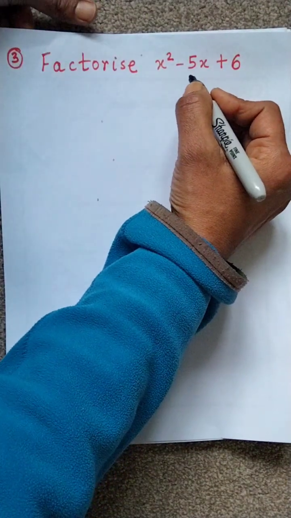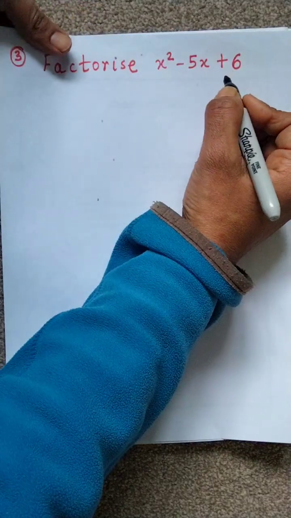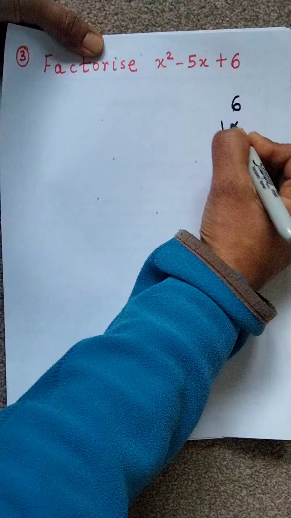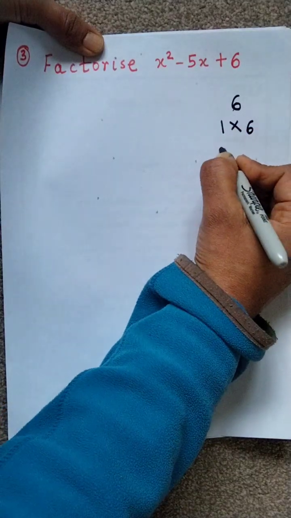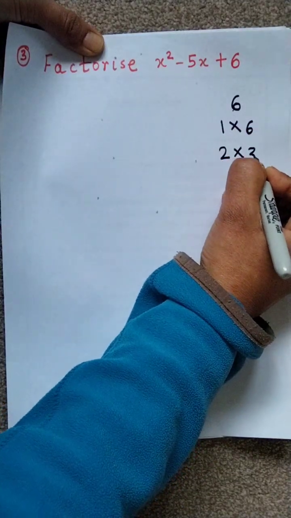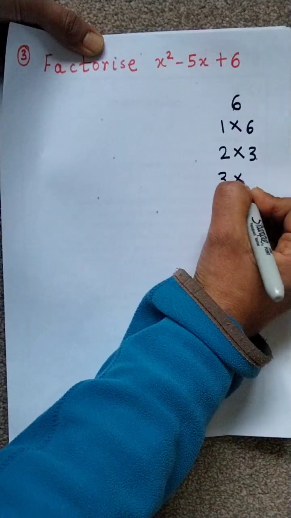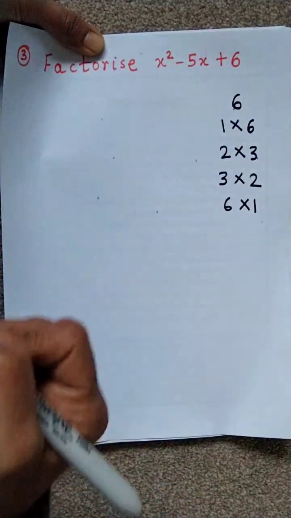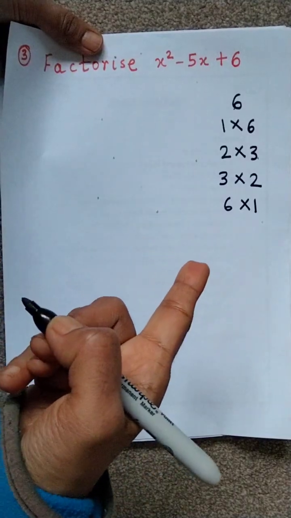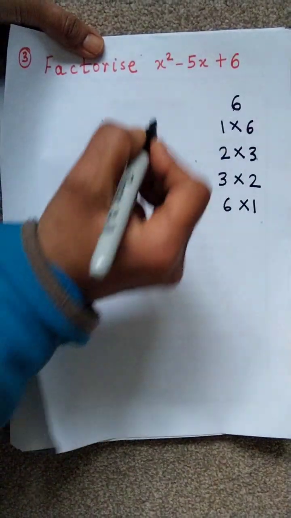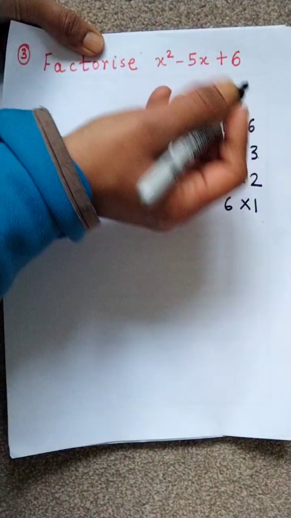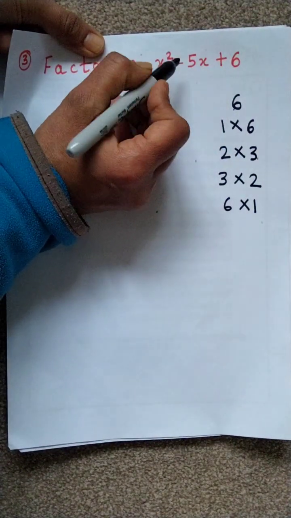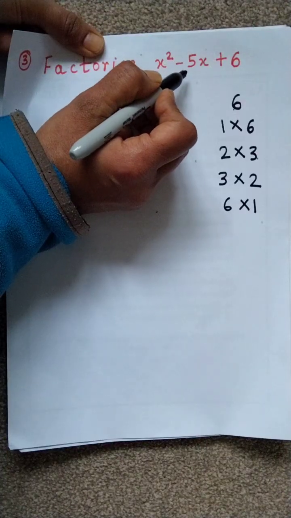x square minus 5x plus 6. So we write 6 as a product of two numbers. So 1 times 6, 2 times 3, 3 times 2, and 6 times 1. These are the different ways we can write 6 as a product. Now we want product to be plus 6 and the sum should be minus 5.